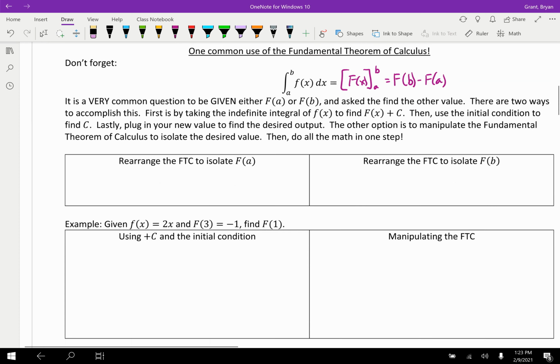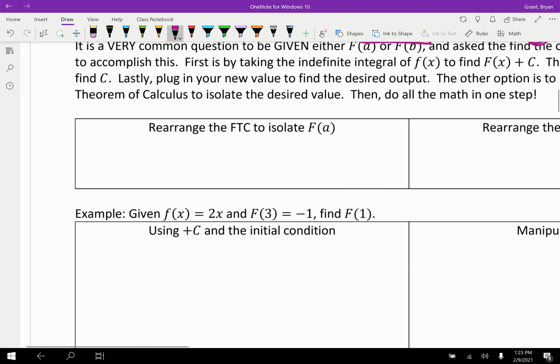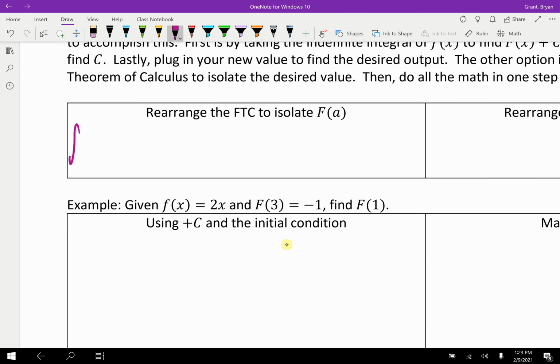But before we do that, because we're going to be given one piece and we want to isolate the other, we need to realize that we can manipulate the different terms of the fundamental theorem to give us what we need to be successful. So let's take a look. If we have the fundamental theorem of calculus, and I'm going to rewrite this one more time, the integral from a to b of f of x dx equals capital F of b minus capital F of a, and they want us to tell them something about capital F of a, we might want to isolate that.